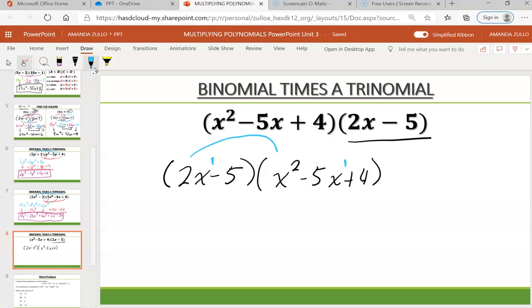So here we go. We have 2x times x to the second. No other number, so you have 2. Keep your x. 1 plus 2 is 3. Positive times a negative is a negative. 2 times 5, 10. X, write it down. 1 plus 1 is 2. And last, we have a positive times a positive, which gives us a positive. 2 times 4 is 8. Keep your x. All right, now we're done with our 2x to the first power.